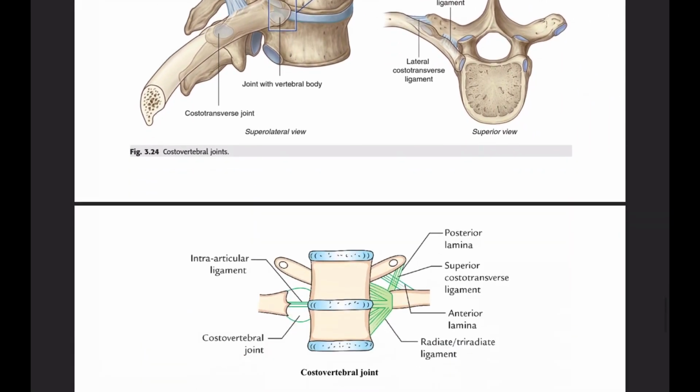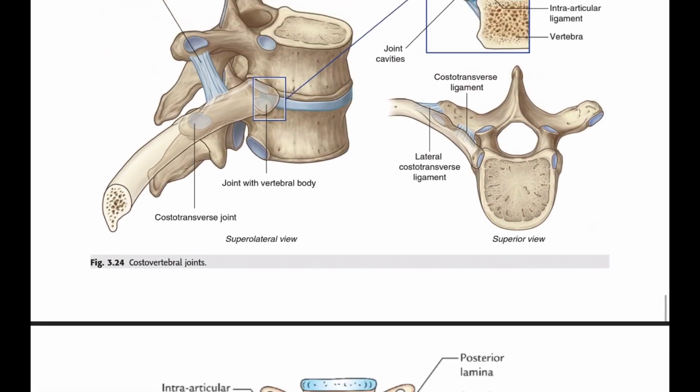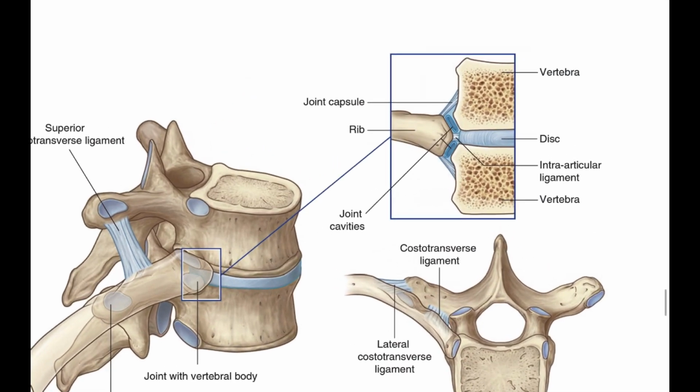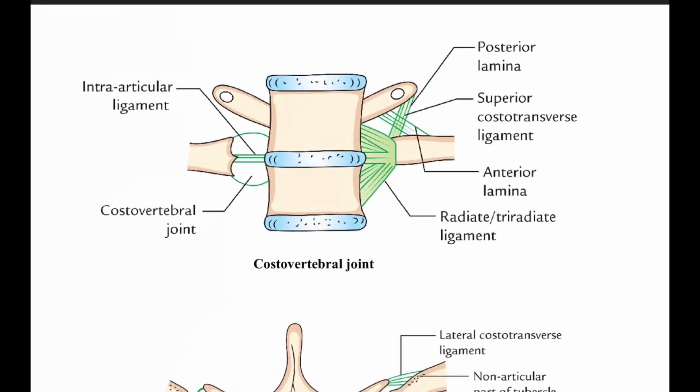There are 3 ligaments present in the costovertebral joint. So what are the ligaments? The capsular ligament or joint capsule, you can see the joint capsule here. The interarticular ligament, located in the middle of the articular process. And the radiate or triradiate ligament. This one is the radiate or triradiate ligament.